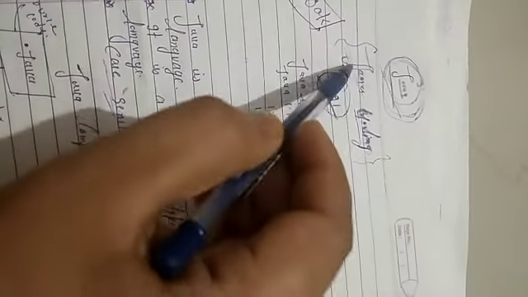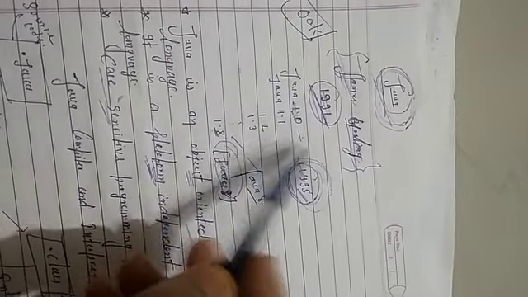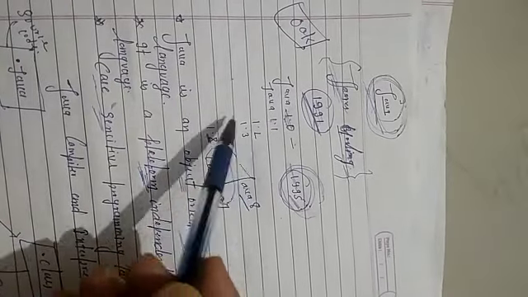Now the question is, who developed Java? Java was developed by James Gosling in 1991. The first version of Java was released in 1995 with the name Java 1.0, and then continuously within 1 or 2 years it was revised, with versions like Java 1.1, 1.2, 1.3, 1.4, 1.5, 1.6, 1.7, 1.8. The latest one is Java 1.8.